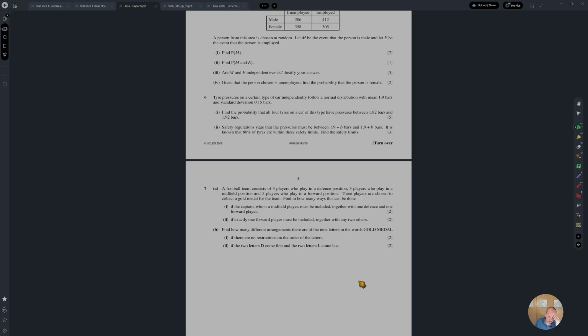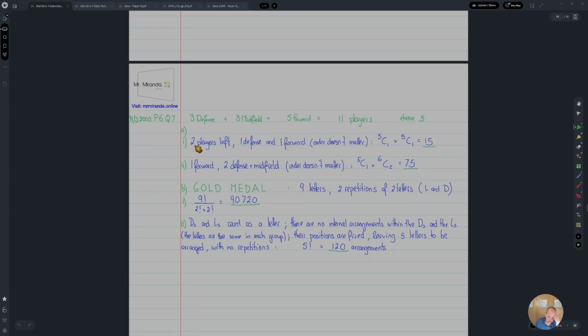Again, if one of the people is already picked, you can exclude it and take it out of the equation, out of the number of people that you are dealing with. Particularly, you must exclude a midfield position, right? So what are you going to be left with? You are going to be left with 2 players, 1 defense and 1 forward.